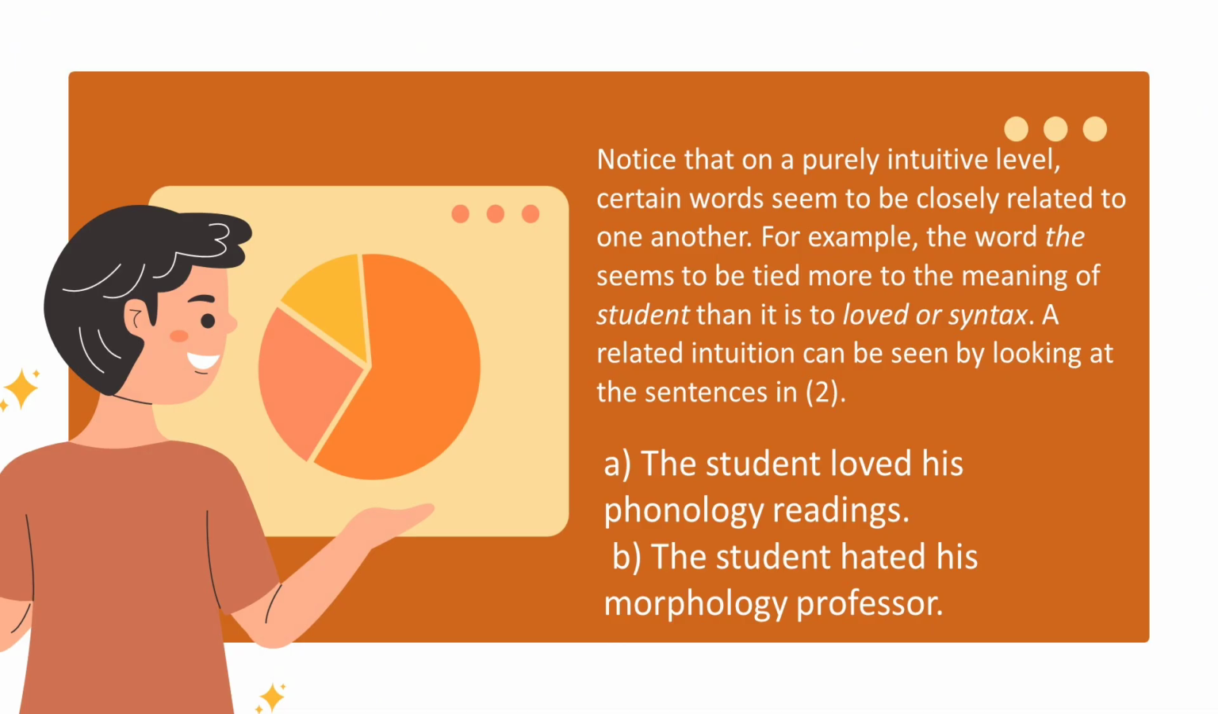Notice that on a purely intuitive level, certain words seem to be closely related to one another. For example, the word "the" seems to be tied more to the meaning of "student" than it is to "loved" or "syntax". A related intuition can be seen by looking at the sentences in number 2. A. The student loved his phonology readings. B. The student hated his morphology professor.